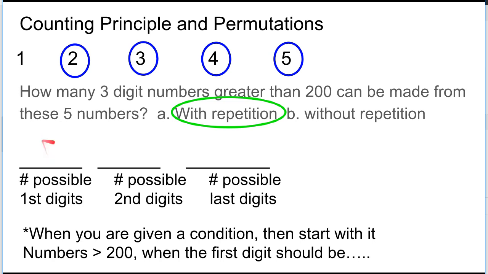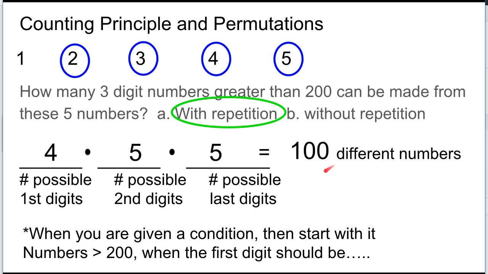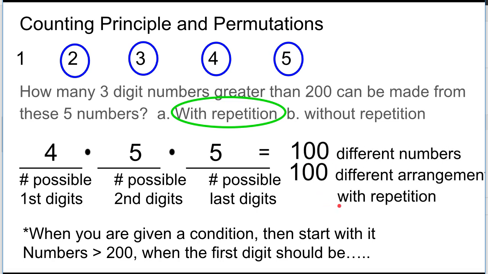So in this first slot, how many different numbers could fill it? Well, there are 4 of them that could go there. And now if I'm allowed to repeat numbers, how many different numbers could go in the second digit? Well, there could be 5 that could go there. And then in the third spot, how many numbers could go there? 5 again. So how many different numbers could be created by the first, second, and third digit? 100 different numbers can be made, or 100 different arrangements.